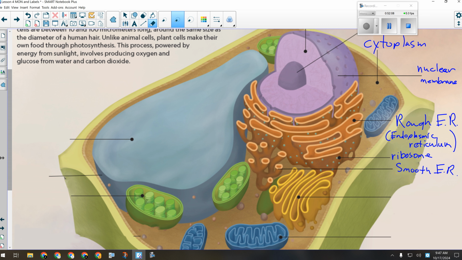Okay, what's this yellow thing? It's the Golgi apparatus.